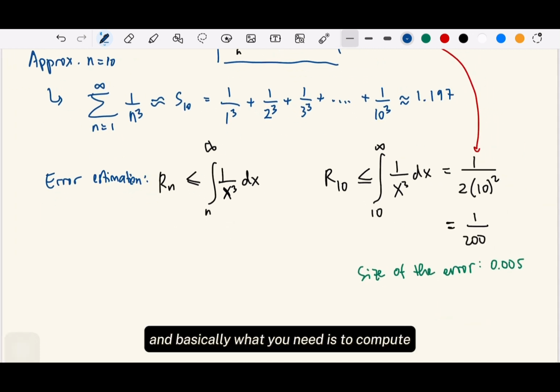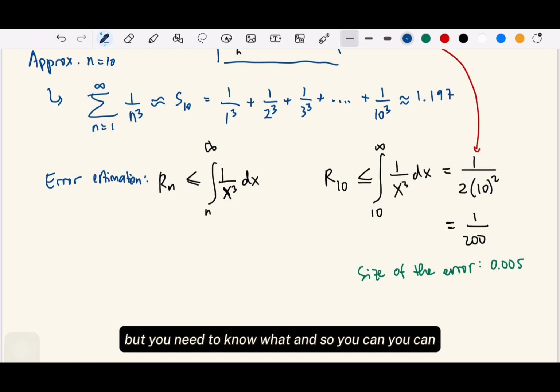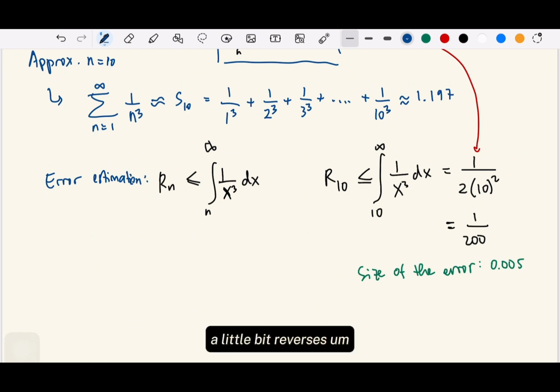Basically what you need is to compute using some partial sums. But sometimes the questions can be varied. For example, you already have the numbers, but you need to know what n is. So you could reverse this a little bit.